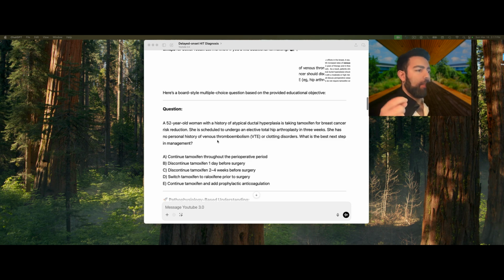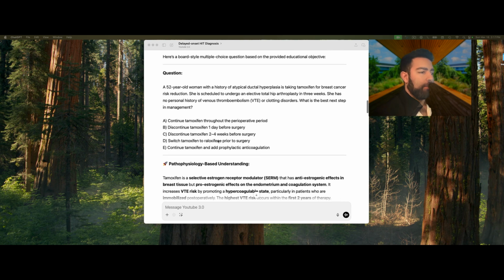So let's look. Continue tamoxifen throughout the perioperative period. Discontinue tamoxifen 1 day before the surgery. Discontinue tamoxifen 2 to 4 weeks before surgery. Switch tamoxifen to raloxifene prior to surgery, or continue tamoxifen and add prophylactic anticoagulation. I'm going to pause the video right here, pick your answer, and then we're going to go through the options together.